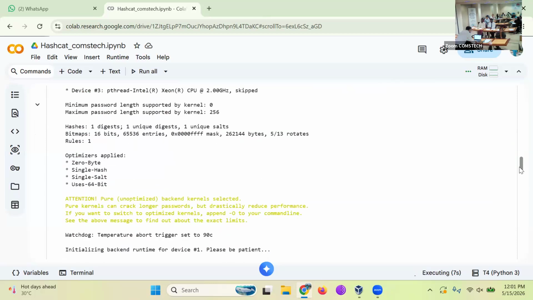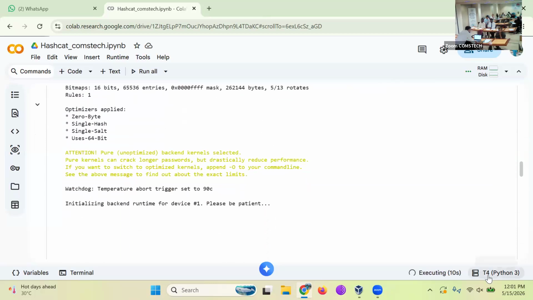So hashcat has started, and right now I'm using a T4 GPU. T4 is just a very starter level GPU, not something fancy. I'm just going to show you how easy it is to crack a password if you have a shadow file.